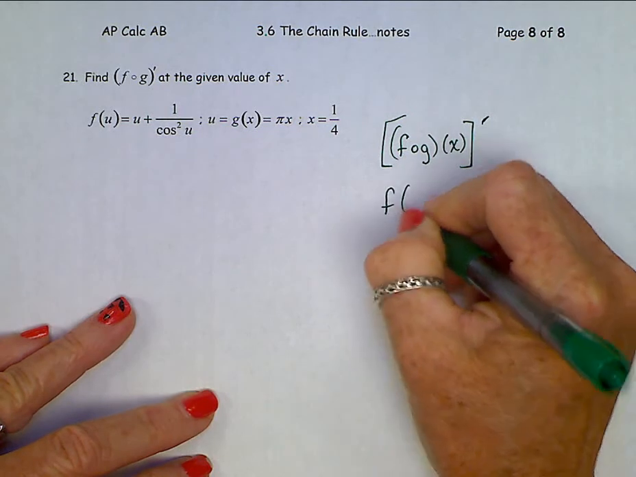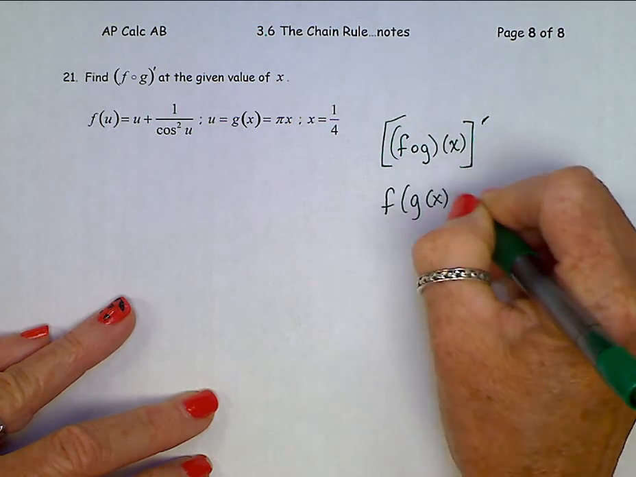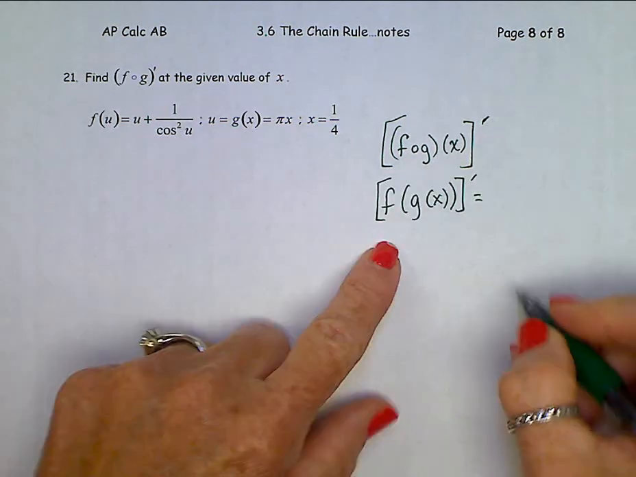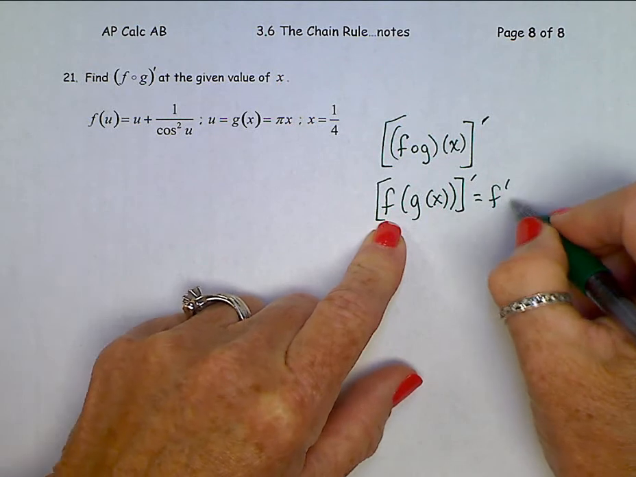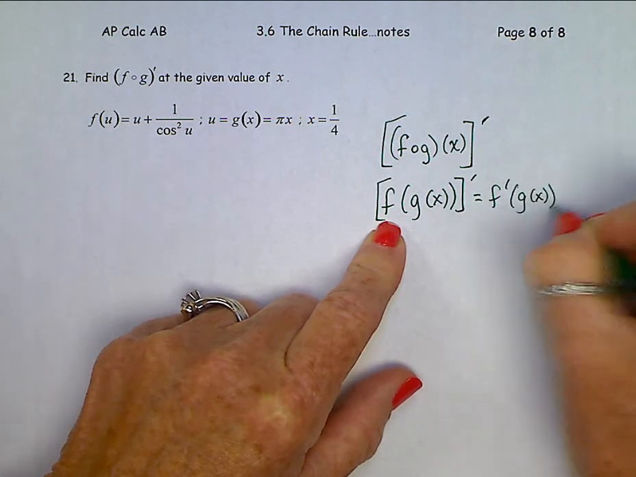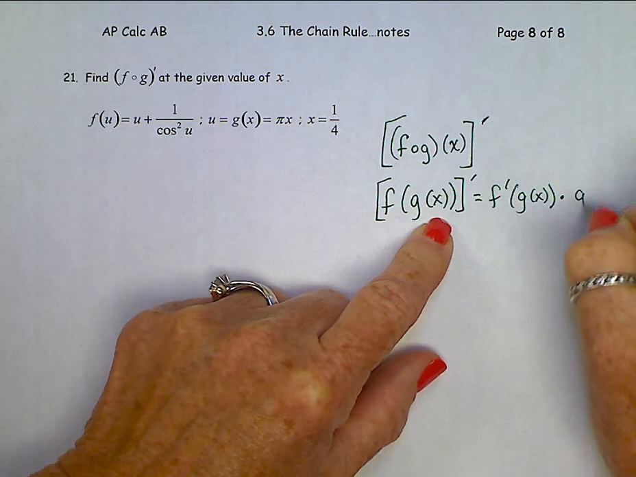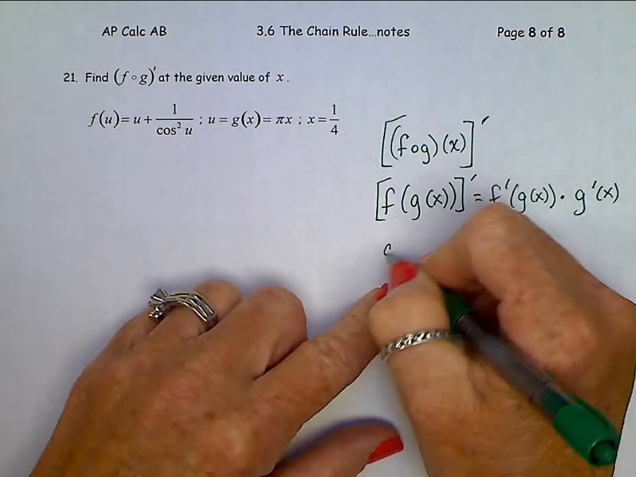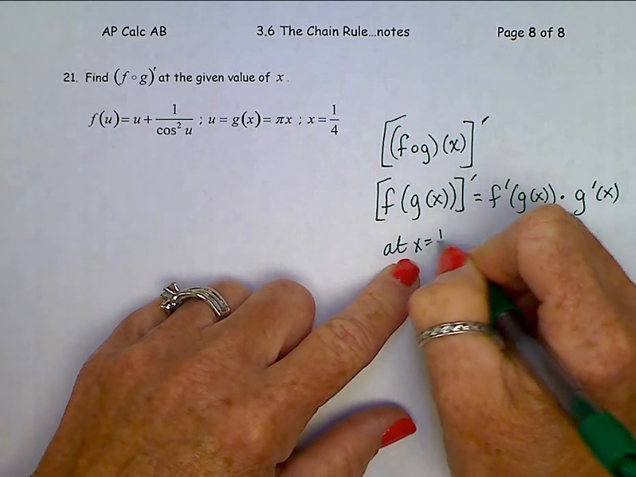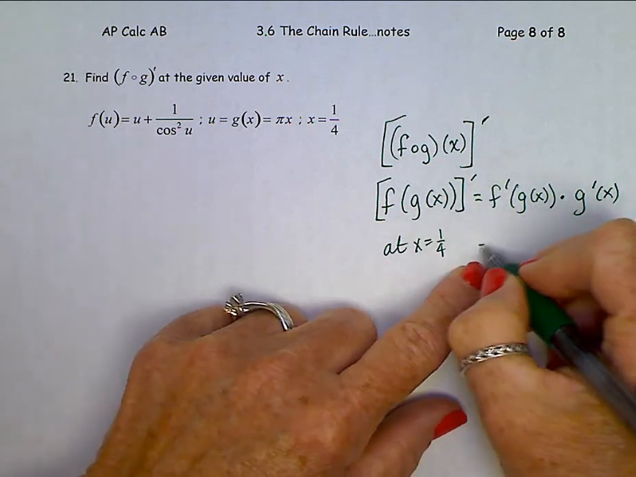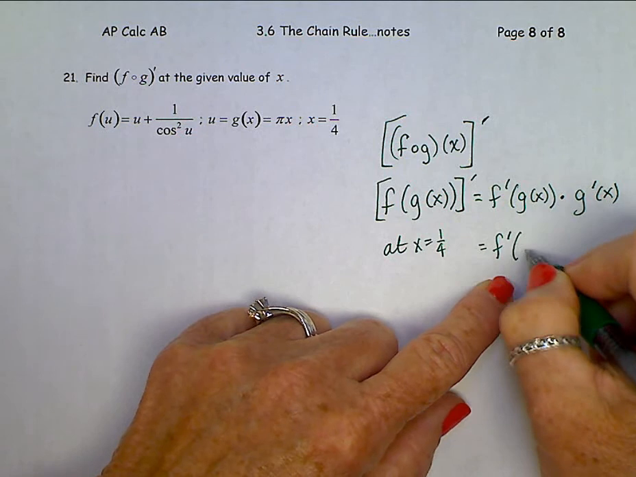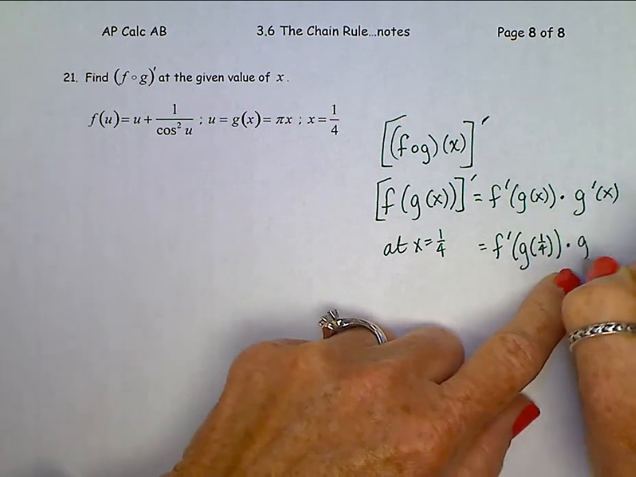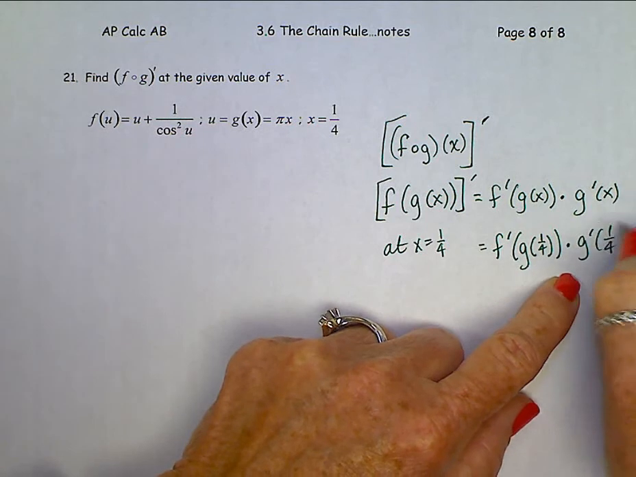That's f of g of x prime, which is outsidemost f prime times g of x times the derivative of the inside g prime x at x is 1/4. We'll have f prime of g of 1/4 times g prime of 1/4.